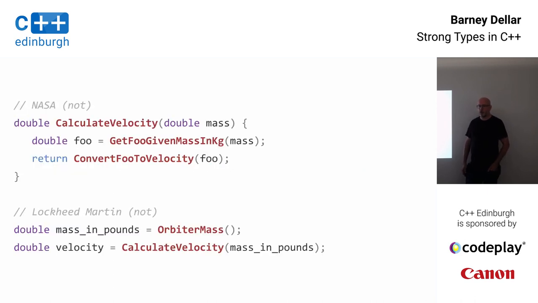Huh. So I didn't find the actual API. I was on holiday when I wrote these slides, and I couldn't be bothered Googling. But I would hazard a guess that it was something like this. So there's a function at the top here that NASA wrote. Obviously, it's not the code that NASA wrote, but it takes in a mass, and it expects that mass to be in kilograms. And then there's some code at the bottom that Lockheed Martin wrote, which calls this function, and it passes in a mass in pounds.